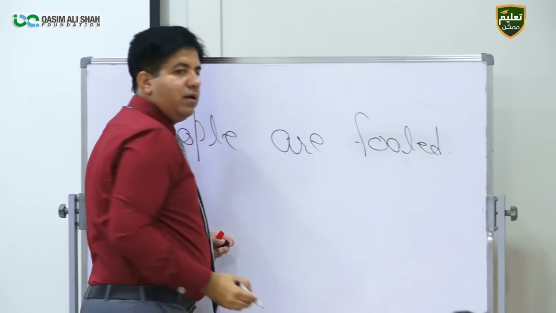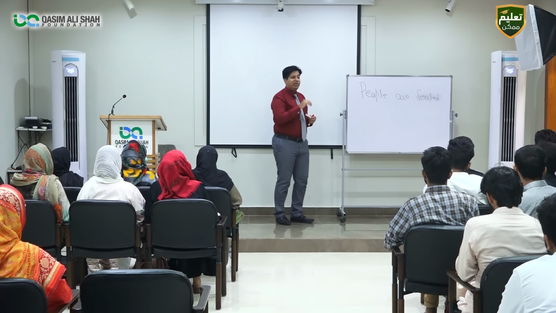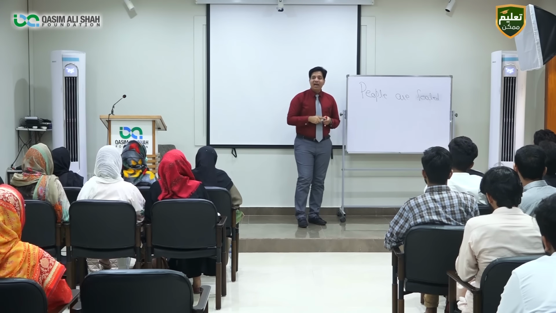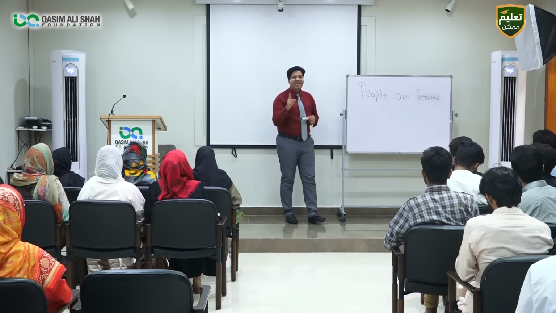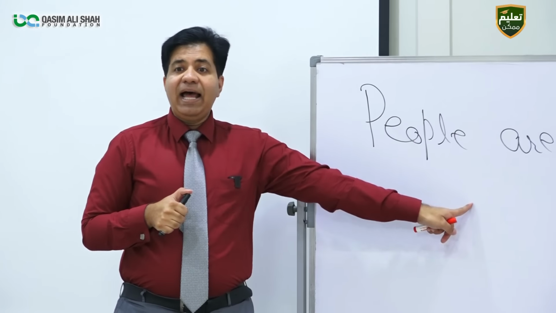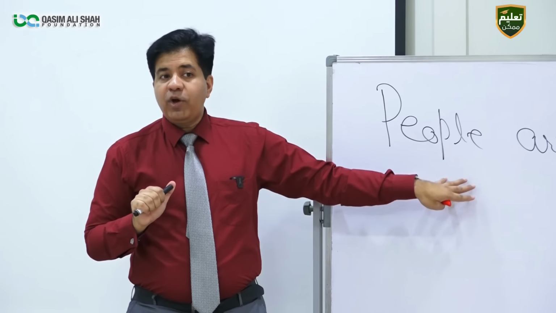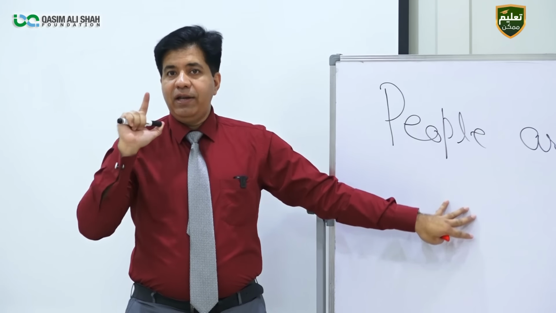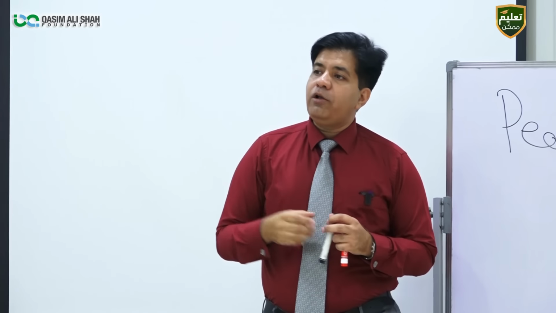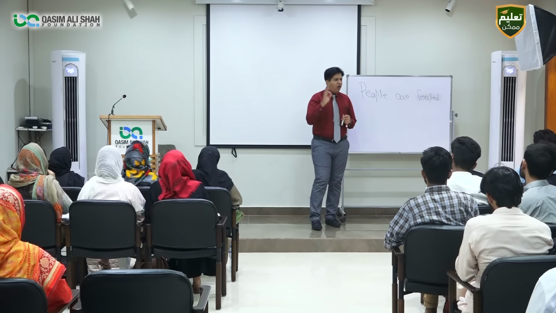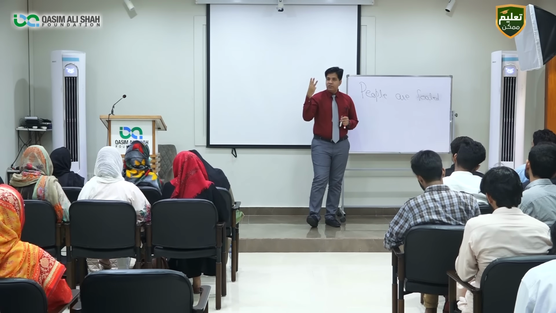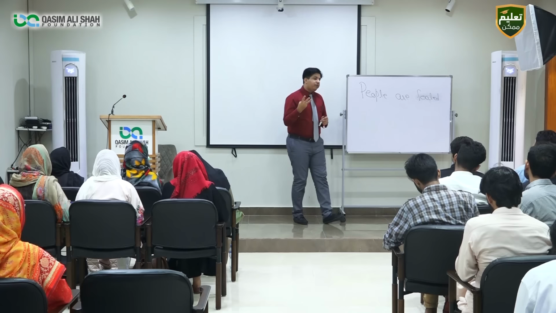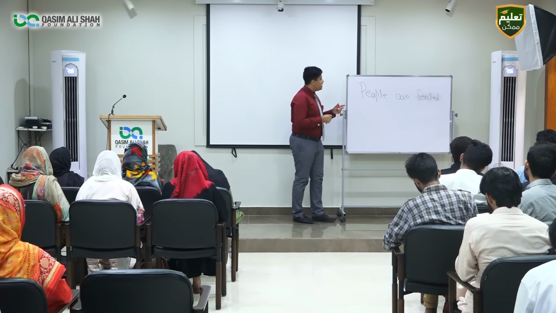Okay, if I say this thing, people are fooled by politicians. For example, okay, people are fooled. लोगों को बेवकूफ बनाया जाता है. Is this clear? Which voice is it? Passive voice. Now listen. In passive voice, we always use third form of the verb. All 12 tenses, whenever you make passive voice, you will use third form of the verb. Well done. People are fooled.